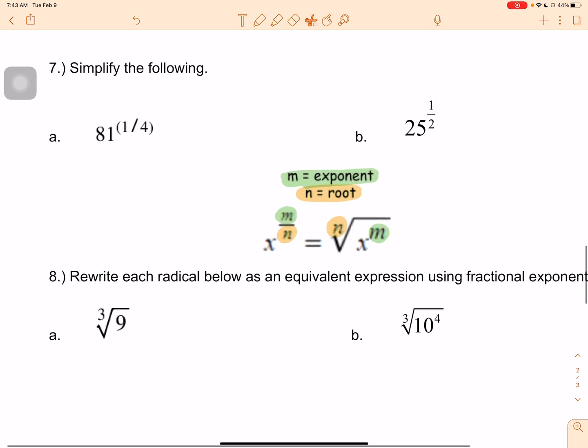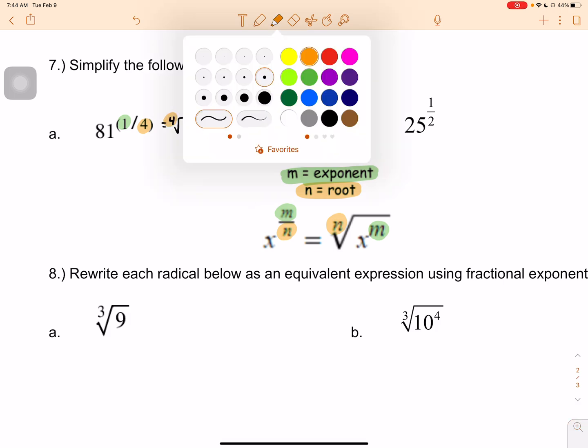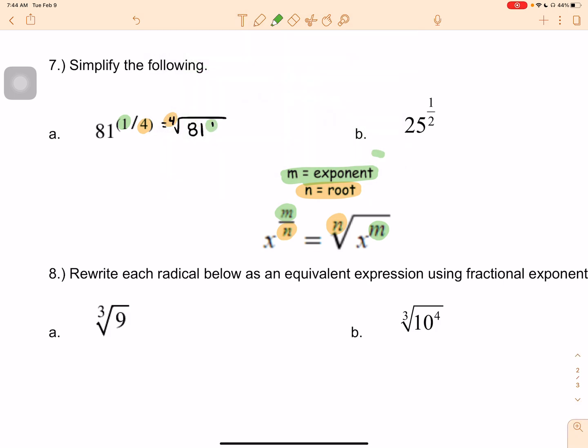Okay, so here, the 81 to the 1/4 power, the top is the exponent of the 81 that will be inside the square root, and the root here is the fourth root. Okay, so we're going to rewrite this as 81 to the first power under the fourth root. And all I did was follow this here. So I just used the color coding and I followed that.